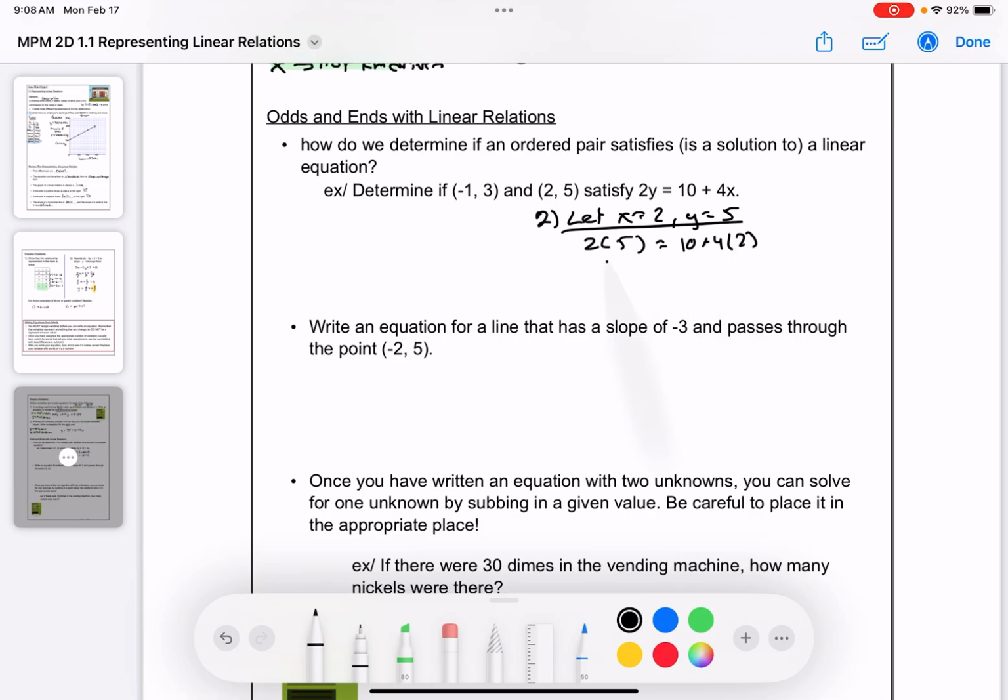Okay, so we get 10 equals 10 plus 8. And hopefully you guys are like, oh, that doesn't make sense. So that point is just not on the line. I will quickly put this back in, and try not to press whatever I just pressed. Okay, so one of those points is on the line, the other one is not.